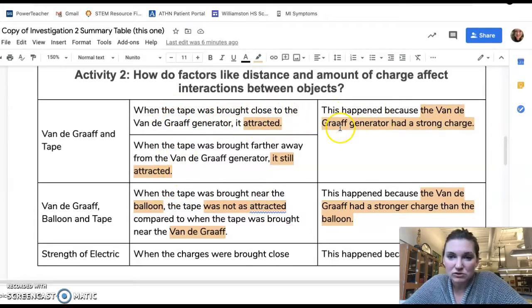This happened because the Van de Graaff generator had a strong charge, and when the tape was brought farther away from the Van de Graaff generator, it still attracted. So when the tape was brought near the balloon, the tape was not as attracted compared to when the tape was brought near the Van de Graaff. And this happened because the Van de Graaff generator had a stronger charge than the balloon. So we have this idea in activity 1, this idea of the electric field around the charged object. And then in activity 2, we have this idea that the charge is stronger the closer that you are to that charged object and weaker the farther away you are.